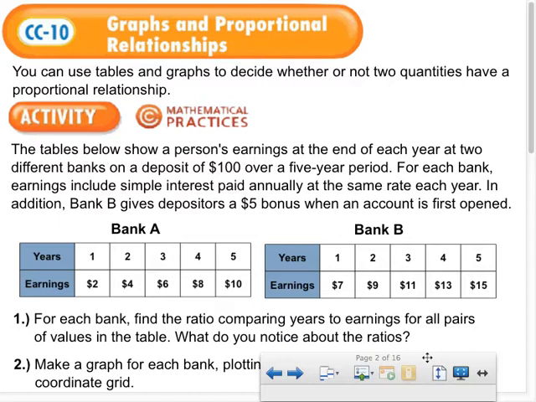Now, what I want you guys to do is take a look at Bank A, Bank B, draw your T-chart, and then I want you to graph these 2 functions on the same grid, on the same coordinate plane. Do you guys understand what I mean? I don't want 2 different separate graphs. I want them both on the same coordinate plane. Because what we need to do is analyze how they're similar and how they're different. So we want them on the same graph.